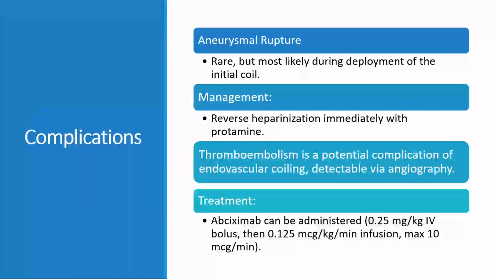Aneurysmal rupture is rare, but most likely during deployment of the initial coil. In management, we have to reverse the heparinization immediately with protamine. Thromboembolism is also a potential complication of endovascular coiling. It can be detectable via angiography. We can use eptifibatide in a 0.25 milligram per kg bolus. Then we can start the infusion at 0.125 mcg per kg per minute.